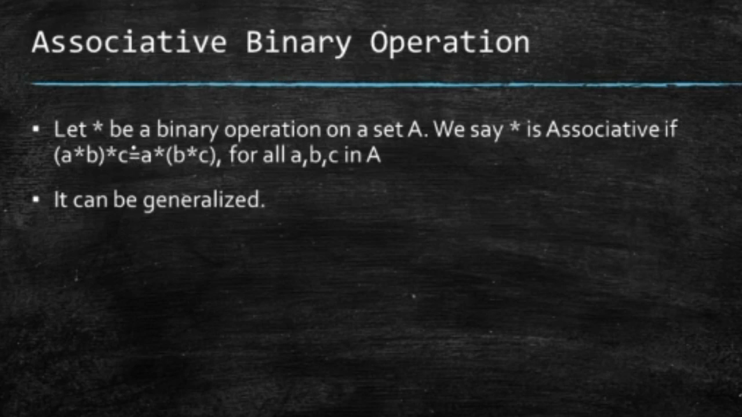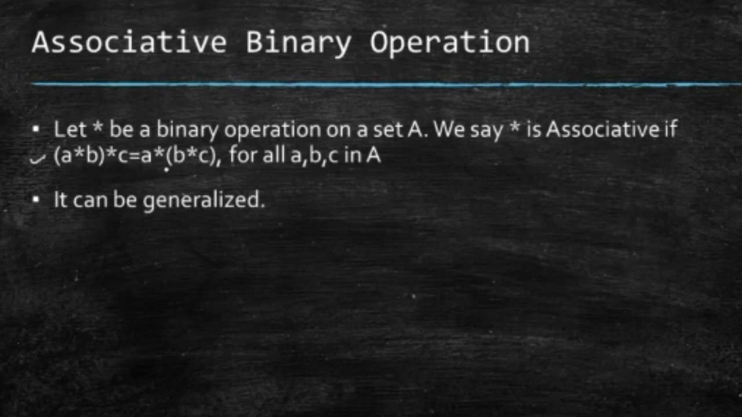An associative binary operation will be a binary operation which gives you the same value irrespective of the placement of the brackets. So in this definition, see here, if you apply the operation on A and B first and then operate with C, the result will be the same as operating B and C first and then operating the result with A, right? So this is how we define an associative binary operation. The result can be generalized. You can play with the brackets for n number of elements, right?